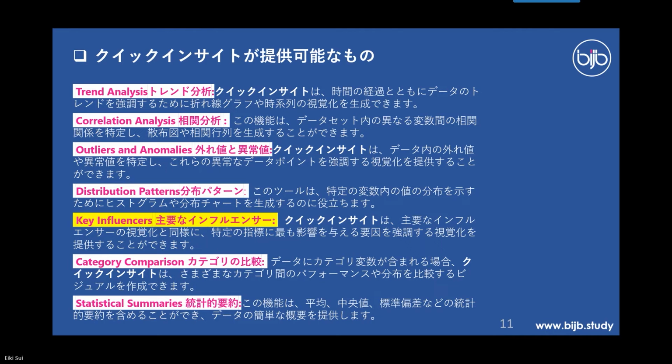Distribution patterns. Generate histograms and charts to showcase distribution of values for particular key points. Key influencers is highlighted because we'll dive in later on. This particular one is one of my favorites because it's easy to show businesses how, with a small initial investment and without knowing the depths of the technology, they can apply AI to their business data analysis and get insights right away. Key influencers provide visualization highlighting factors that have the most impact on specific metrics.